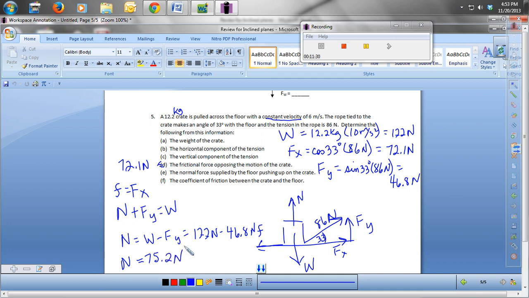Then, of course, the last thing it wants is mu. Well, mu is friction over normal. Friction we just calculated was 72.1 newtons. Normal we said was 75.2 newtons. So mu would be 0.96. Okay, we're going to stop there.